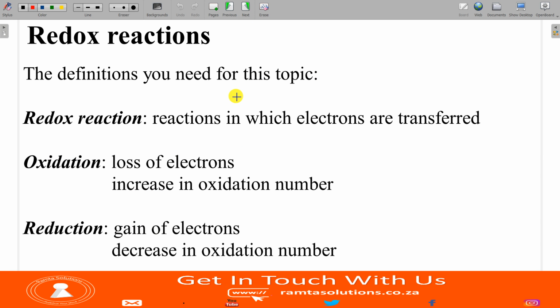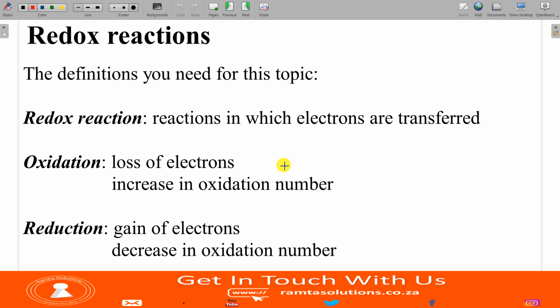So now the definitions that you are going to need, guys, are: one, what do we mean when we talk of a redox reaction? A redox reaction is of course a chemical reaction, but this is a chemical reaction in which electrons are transferred. With a redox reaction, there is a transfer of electrons.